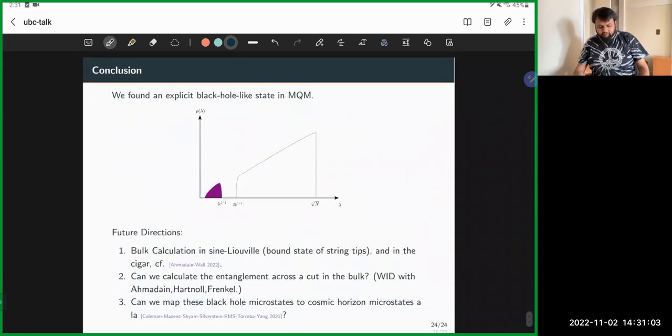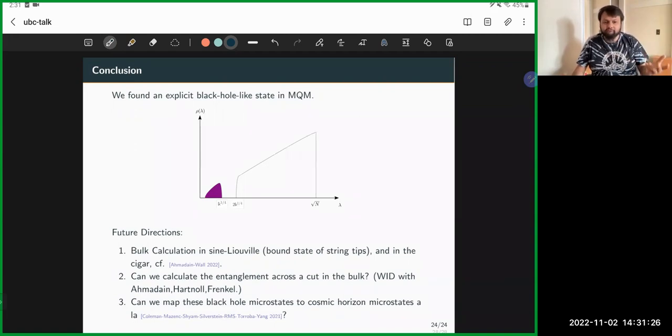So, conclusion: we found an explicit black hole-like state in the matrix quantum mechanics, which I have drawn for you here. And it has some black hole-like properties. To my knowledge, this is the first time there is a state with such explicitly black hole-like properties in quantum mechanics.